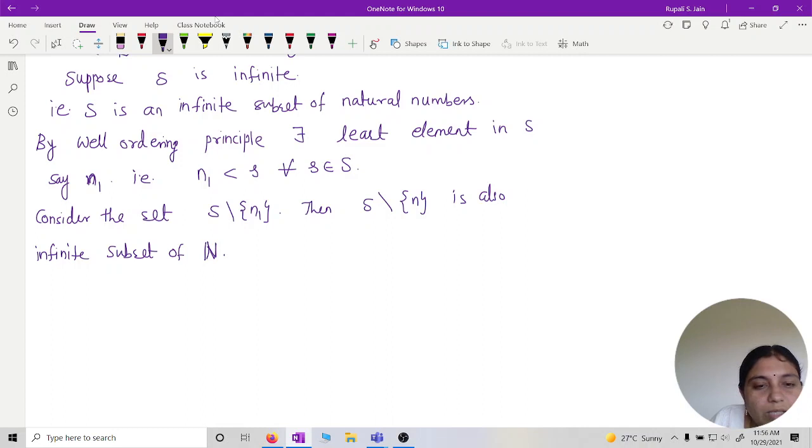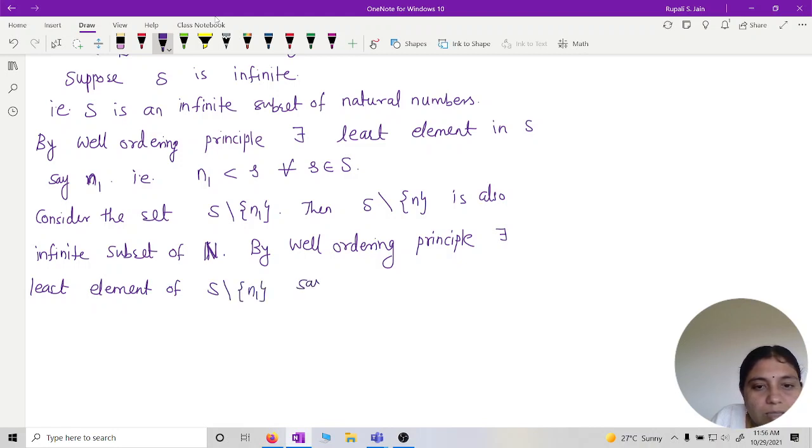Again we can use the well ordering principle. By the well ordering principle, there exists a least element of S minus n1, we will denote it by n2. What will be the relation between n1 and n2? n1 is less than n2, and both belong to S, right?